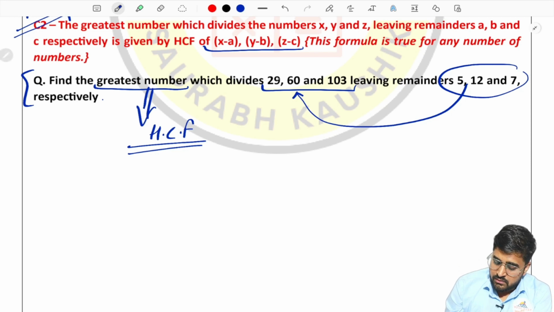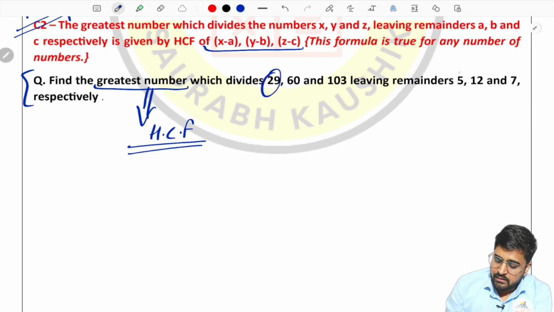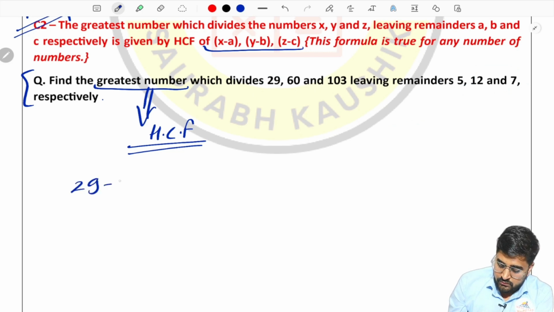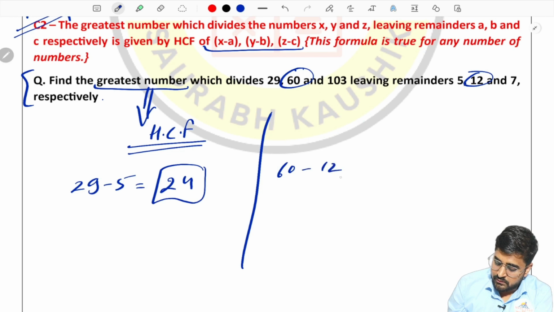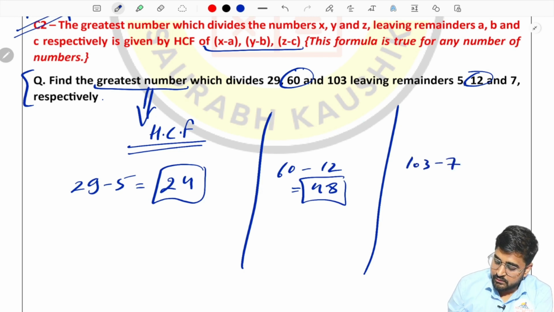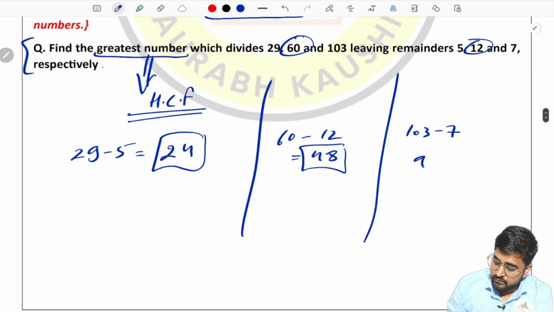Let's do it. When a number divides 29, it gives a remainder 5. Let's remove the remainder first. What we have is 24, which means the number should divide 24 completely. Now 60 has 12 extra, so 60 minus 12 gives you 48. And now 103 minus 7 will give you 96.